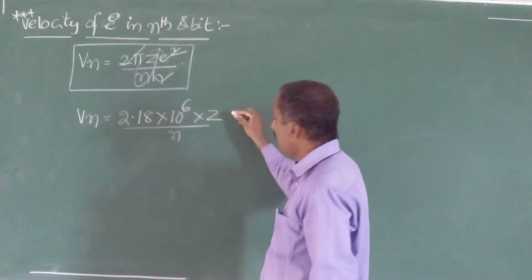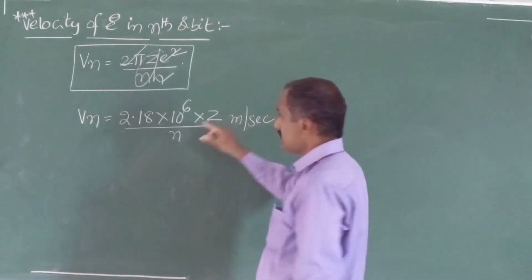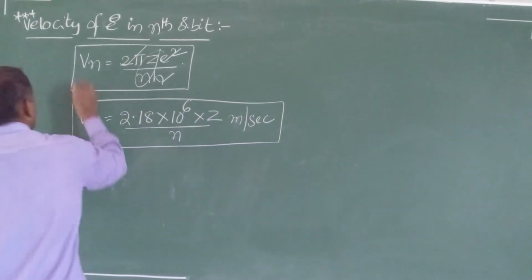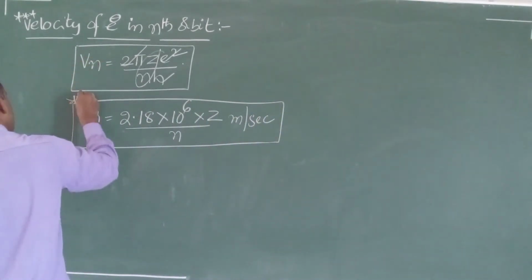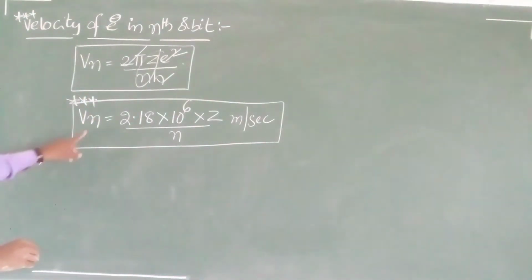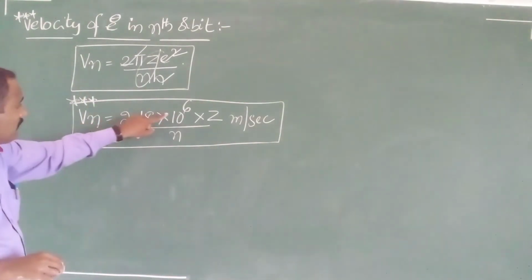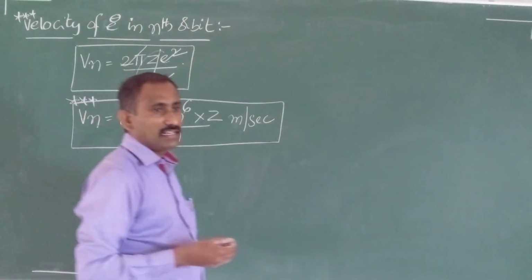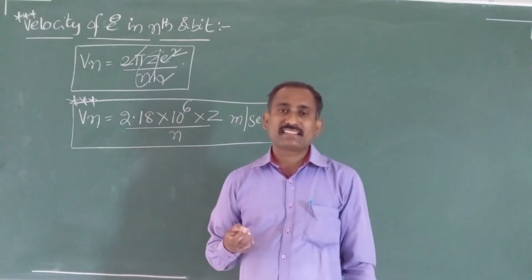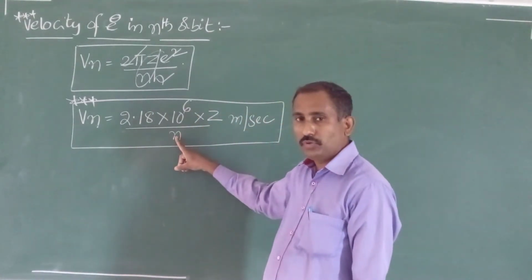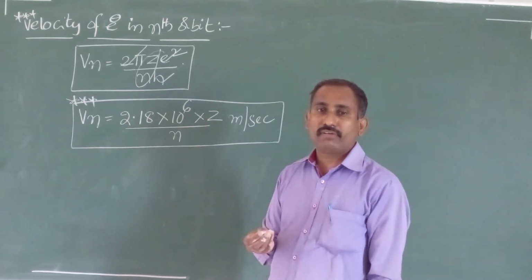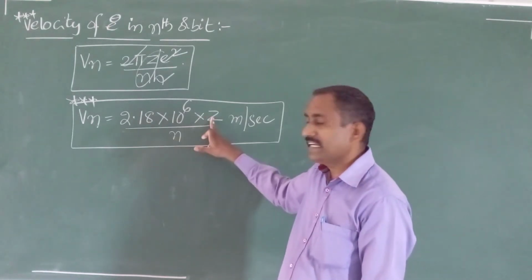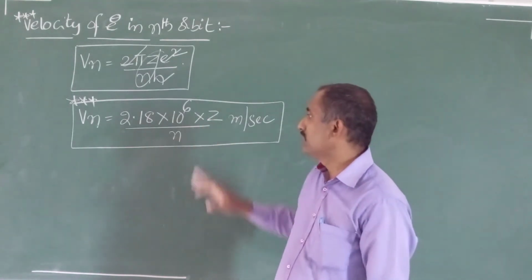Here, the SI unit of velocity is meter per second. There is no need to remember the long formula; you should remember this one: velocity of electron in the nth orbit Vn equals 2.18 into 10 power 6 into Z by n. Sometimes they will ask questions like: calculate the velocity of electron in the second orbit of hydrogen, n value 2, hydrogen Z value 1. Or calculate the velocity of electron in the second orbit of He plus, n value 2, atomic number of helium 2.